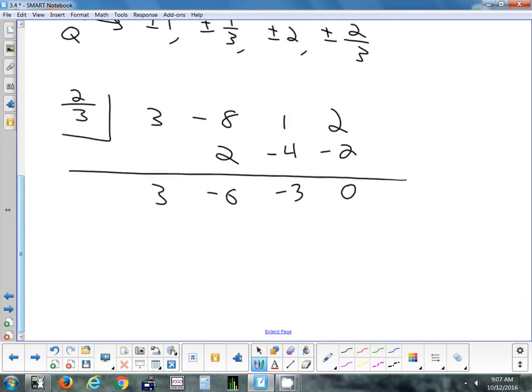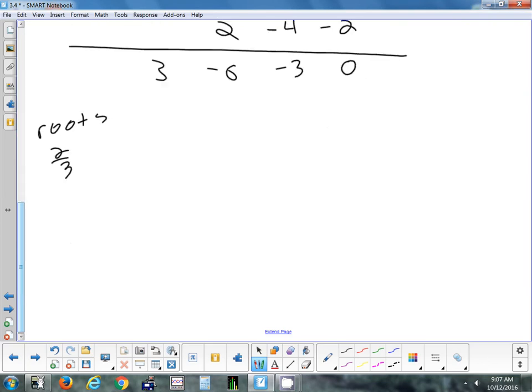Okay, so now in my list of roots off to the side, I'm going to put 2/3. And I'll label it as rational or irrational. What's that one? That's rational. Now, the only way to get the exact answers is with synthetic division. Yes, I could use the calculator and get decimals. But if I ask you for an exact answer, the calculator can't do that.